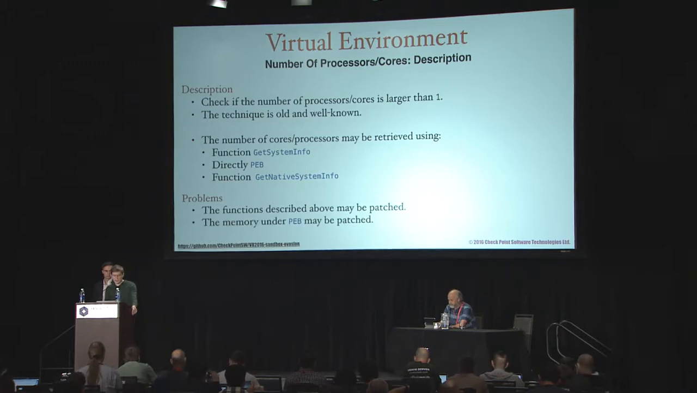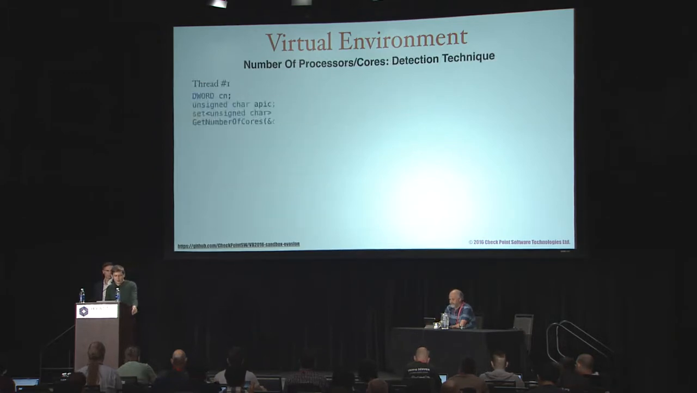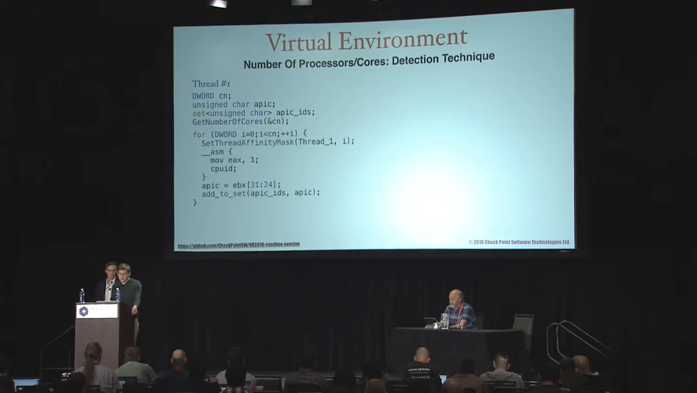We've discovered a new technique which we haven't seen in the wild yet, but most likely we would if the bad guys are watching us. So here it is. First, we get a number of potential cores by one of the standard methods mentioned on the previous slide. As each core represents a logical processor, we can set a thread affinity mask in a way that will allow our thread to run only on that specific core.